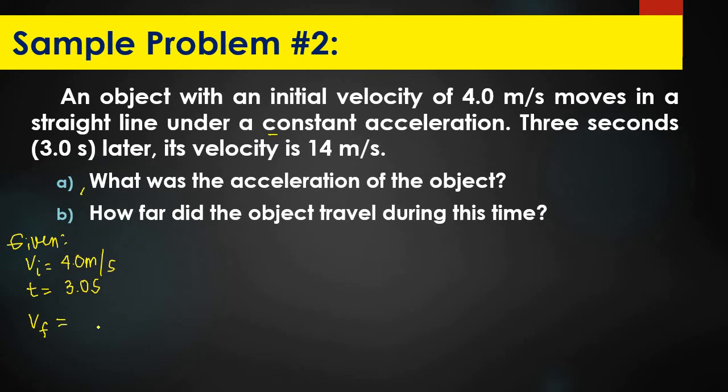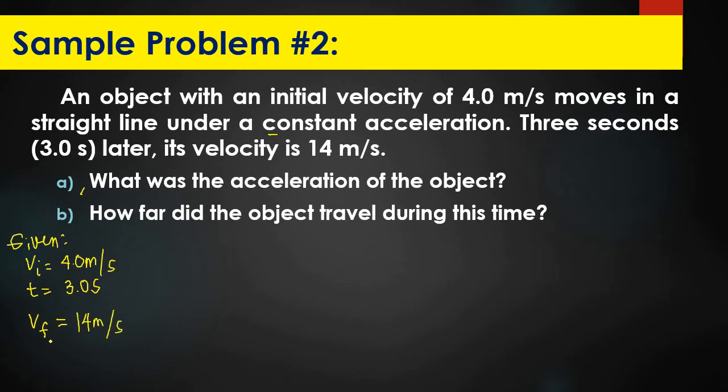In dealing with word problems, class, you have to analyze the problem before listing down the quantities. If a number is mentioned later or in the last part of the problem, it does not mean that that's already the final value, okay? You have to analyze the problem. Is it really the initial? Is it the final? So in our problem, 14 meters per second is the final velocity.